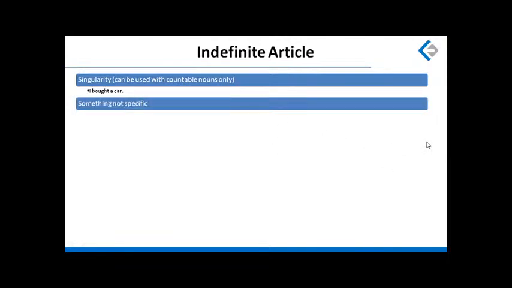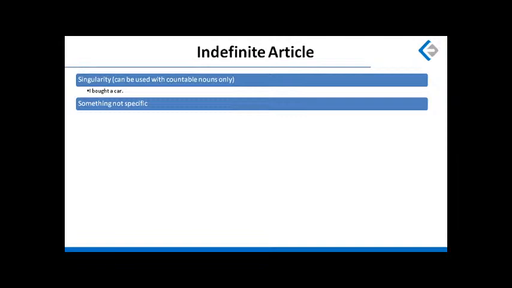Second usage, something not specific. This rule is what we use very frequently going ahead when I meet you again for rearranging jumbled sentences or helping you to understand how to identify the odd one out. I am going to revisit this rule. When you introduce something in a discussion for the first time, and if it is a common noun, in that case, the first time you refer to it, because it is something not specific, you use the indefinite article. After that, every time you refer to it, you use the definite article.